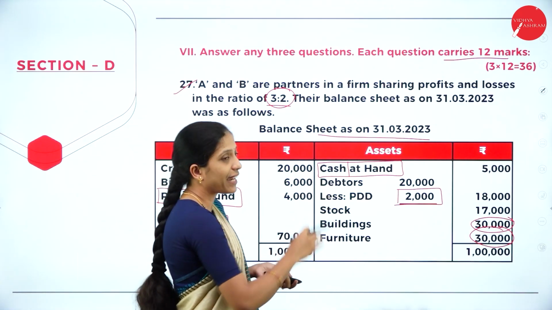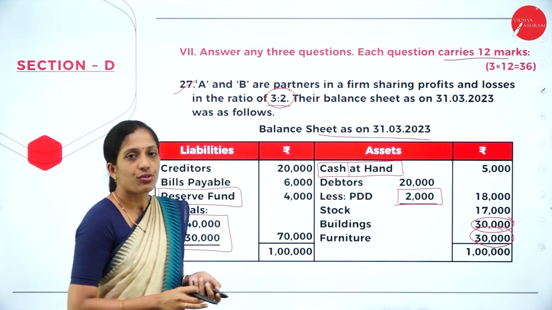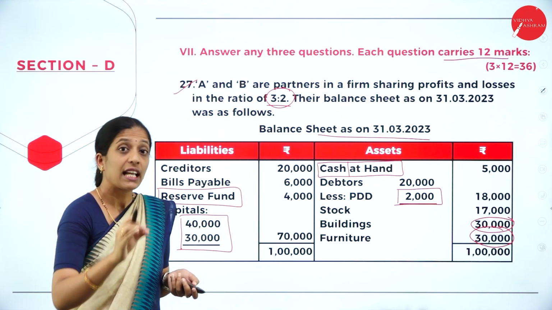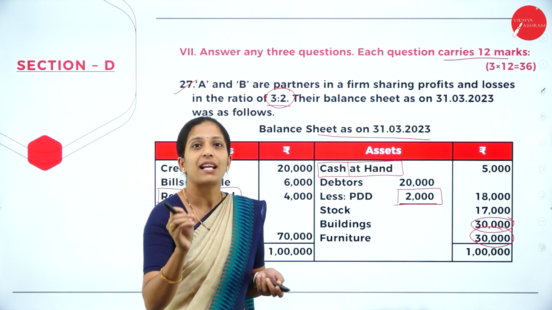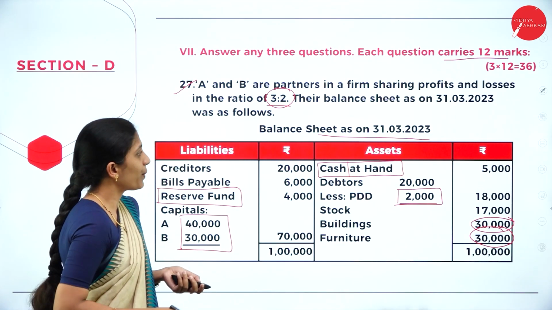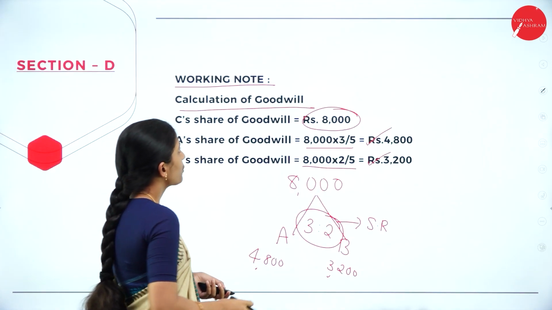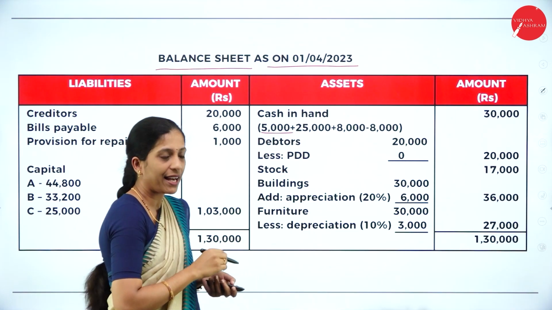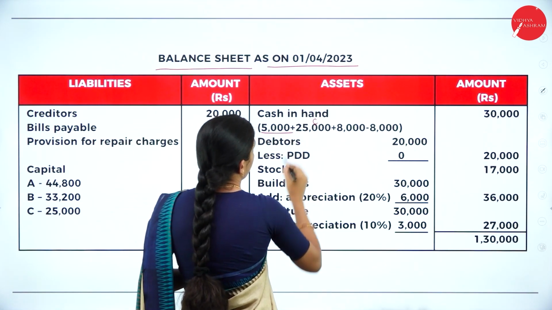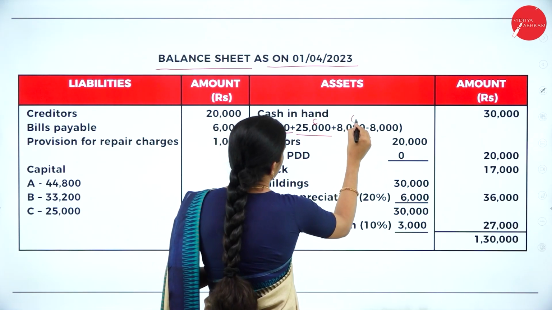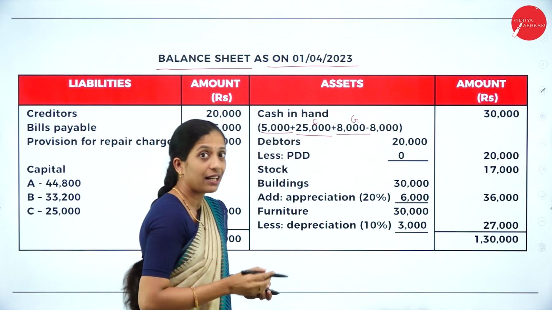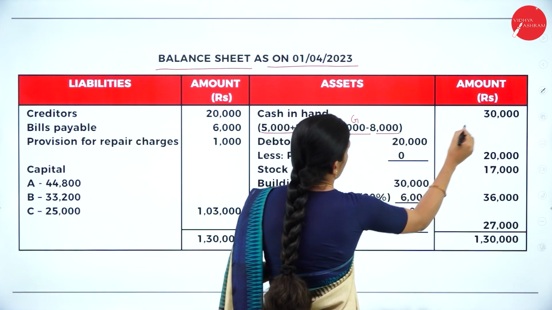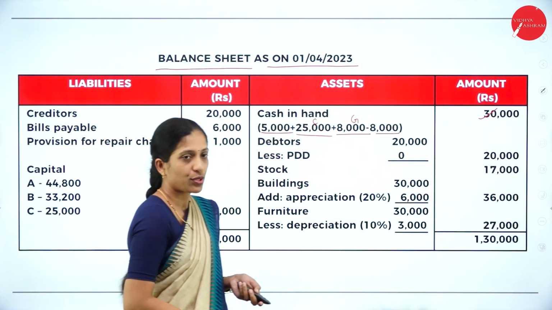The first one we have is cash at bank, we have 5,000. Now for this 5,000, you have to add capital plus goodwill which is brought in. If goodwill is withdrawn, you have to minus that goodwill. Let's see how we have written here. So cash 5,000 which is there in the old balance sheet, plus capital which is brought in by the new partner, plus goodwill which is brought in by the new partner. At the same time, goodwill is withdrawn, so minus 8,000. So we'll get 30,000.